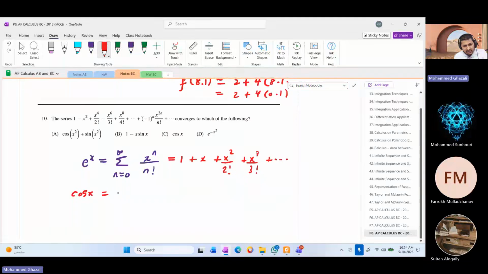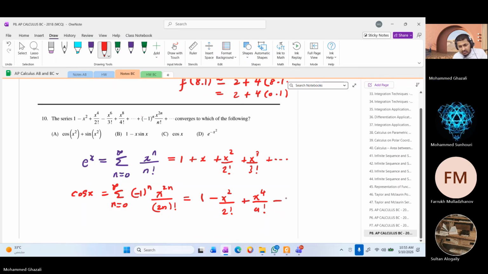The cosine x function is the sum from n equals 0 to infinity of negative 1 to the power n, x to the power even over even factorial. So if you start with this, you're going to start with 1 minus x squared over 2 factorial. You're substituting 0, so that's 1. Yeah, all that is good. Plus x to the power 4 over 4 factorial minus x to the power 6 over 6 factorial plus dot dot dot. So it's not matching up, so it can't be cosine.